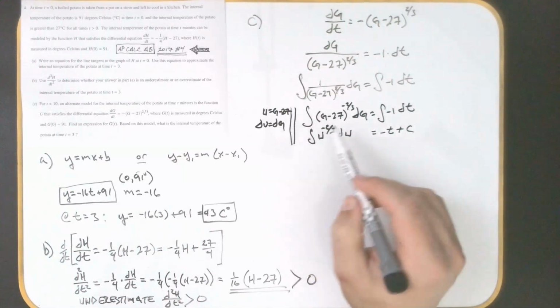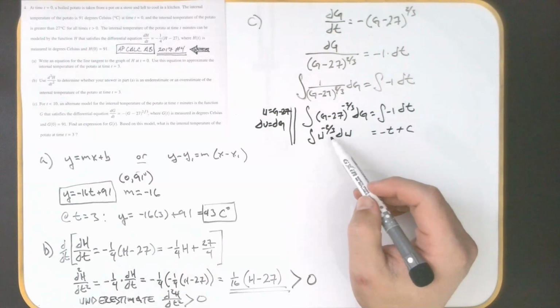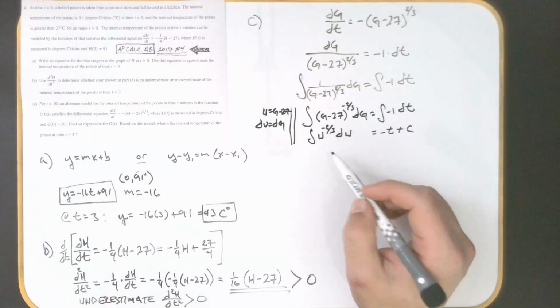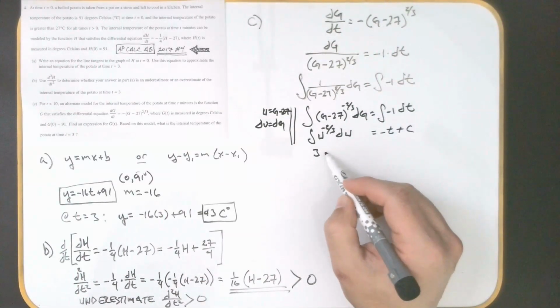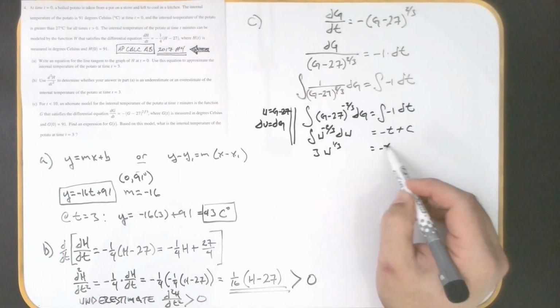I replace dg with du and the inside with u. Add 1 to your exponent, divide by your new exponent. So negative 2/3 plus 1 is 1/3. Divided by 1/3 is 3. So this winds up being 3 u to the 1/3. And we're going to leave this over here.